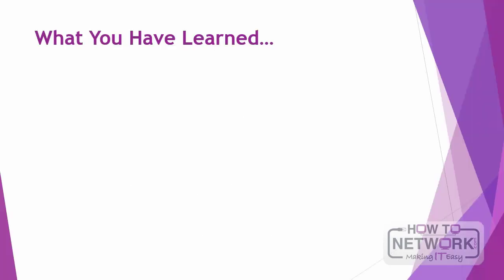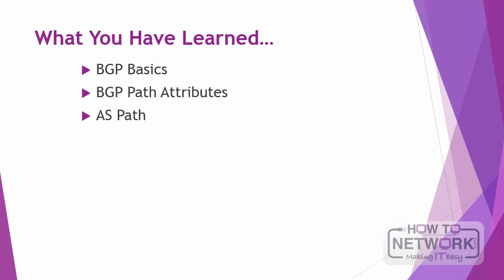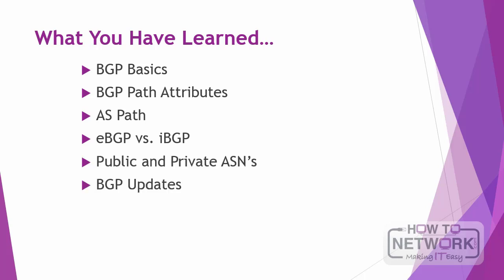So here's what you've learned. You've received an overview of BGP, and we dug in a little bit on BGP path attributes, AS path, eBGP and iBGP, public and private ASNs, BGP updates, and then the advertisement of routes. All of this you will need to know for your CCDA exam, and if you master this material, I'm confident you will do very well on this portion of your CCDA exam. Good luck in your studies.